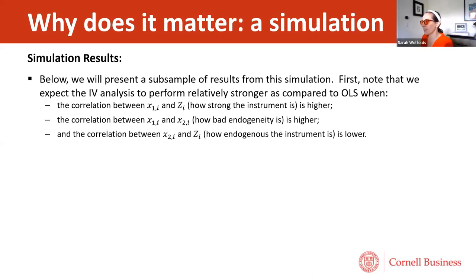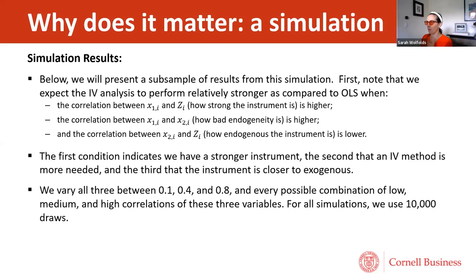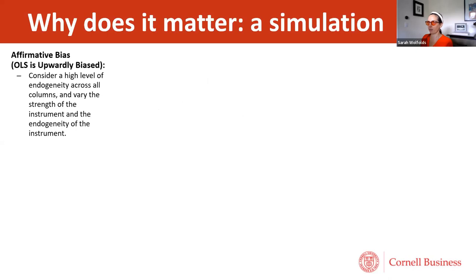Again, what will vary here is how strong the instrument is and how bad endogeneity is. That's the other key thing we consider: if you're in a case where the need for an instrument is really strong, that also will affect how good your IV estimate is versus your OLS estimate. And then lastly, how endogenous the instrument itself is. So we're considering how strong the instrument is, how much an IV method is needed, and whether or not the instrument is exogenous. We vary all of them. We run 10,000 draws for each run of the simulation.